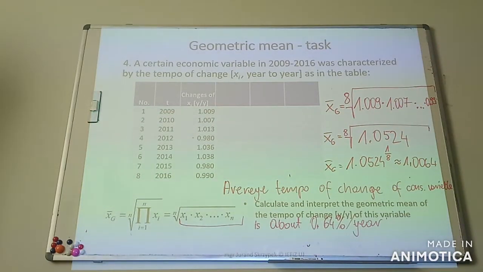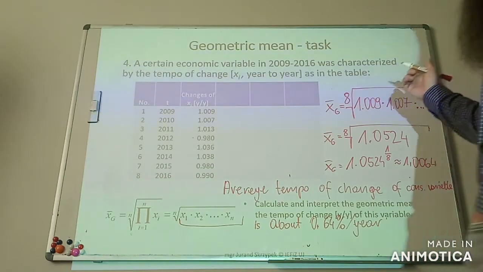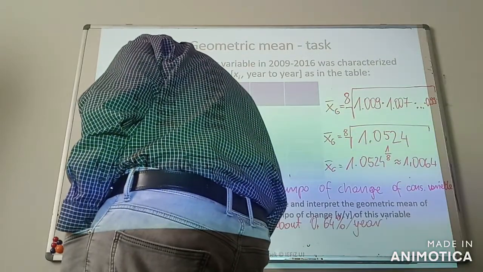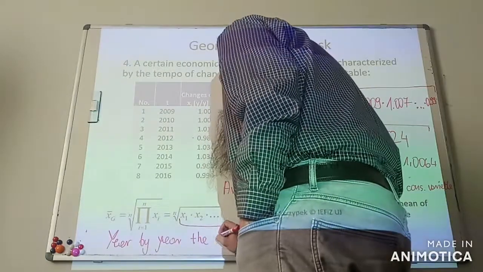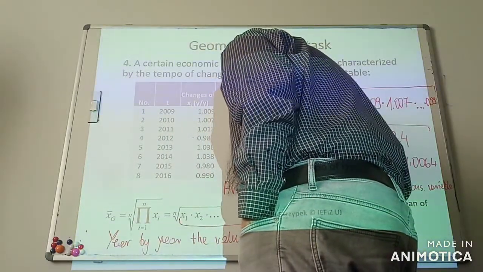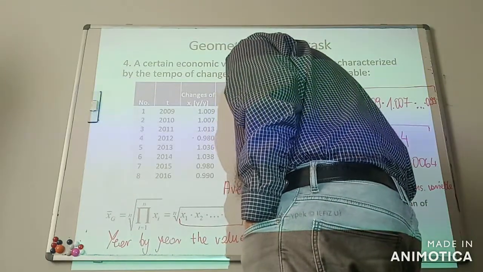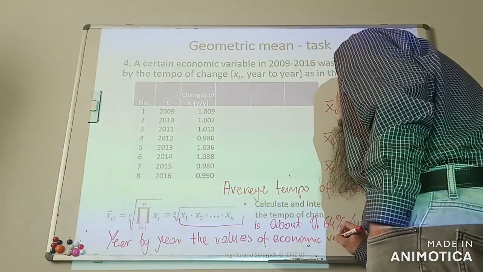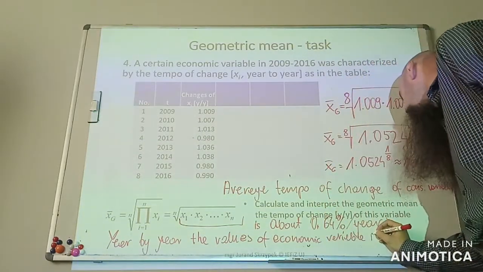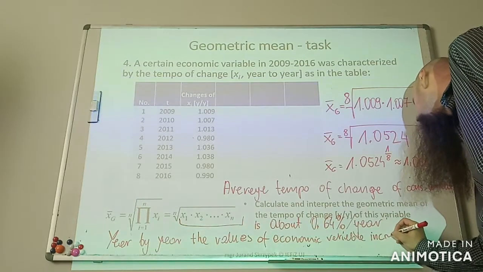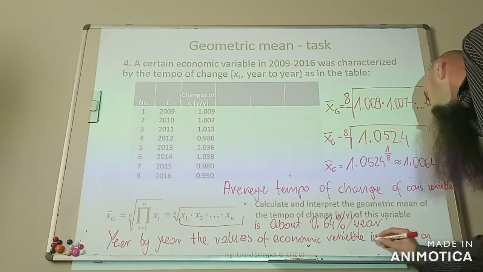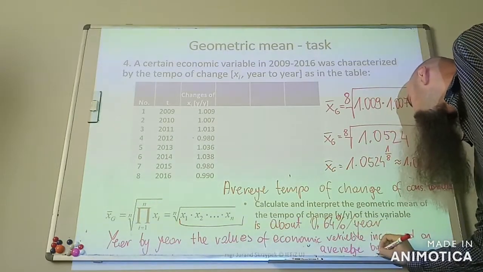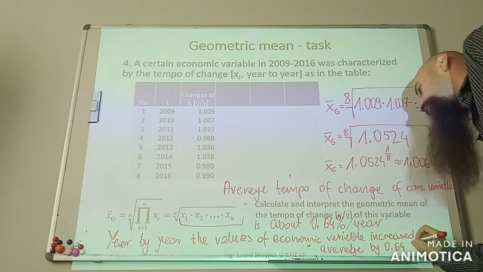This is one version of the interpretation. Another: year by year, the values of the economic variable increased on average by 0.64%.